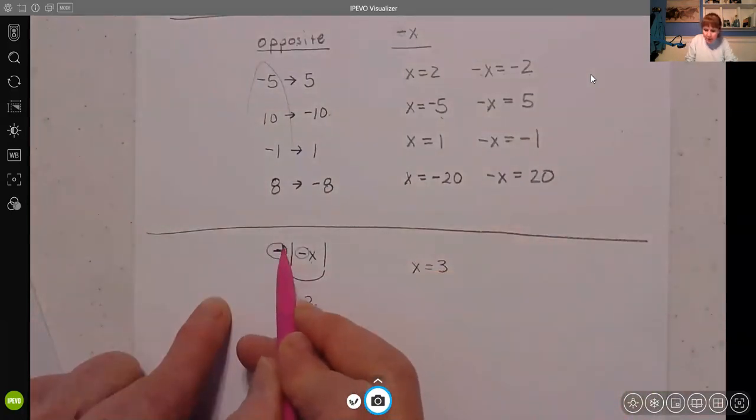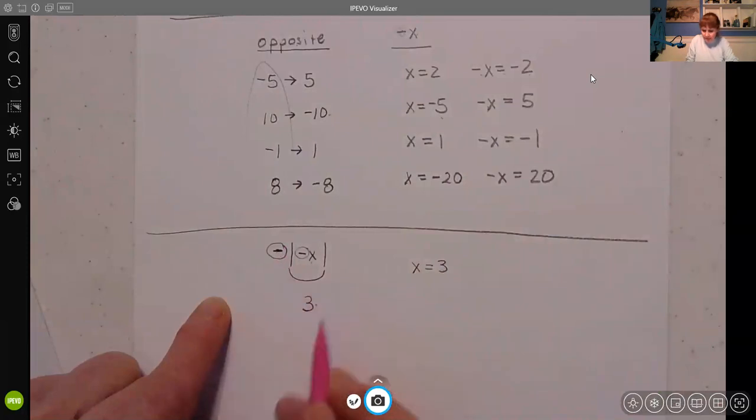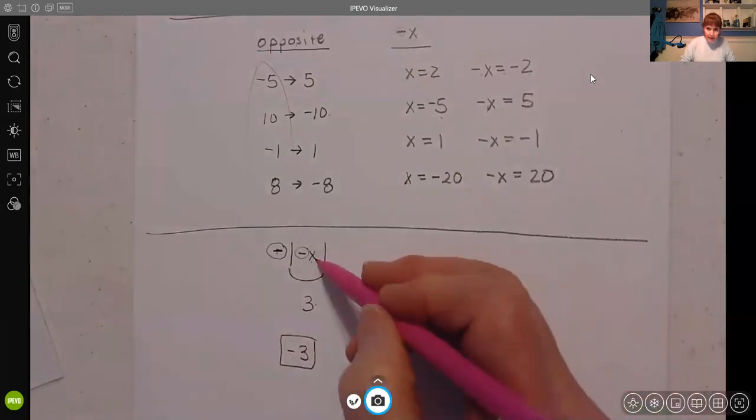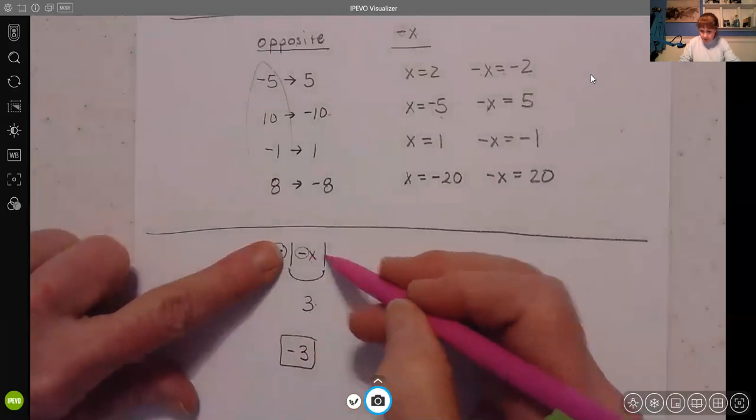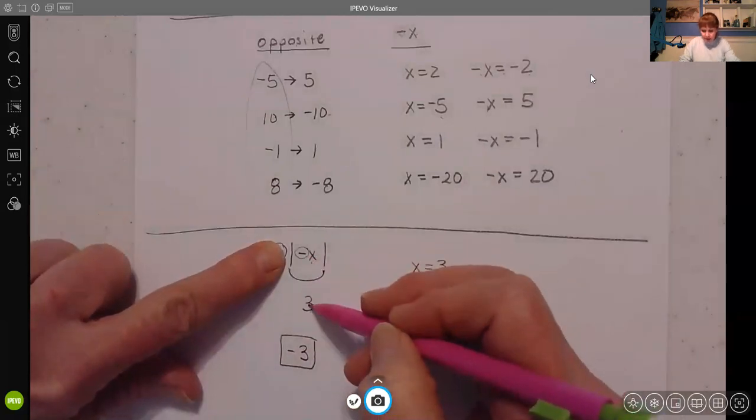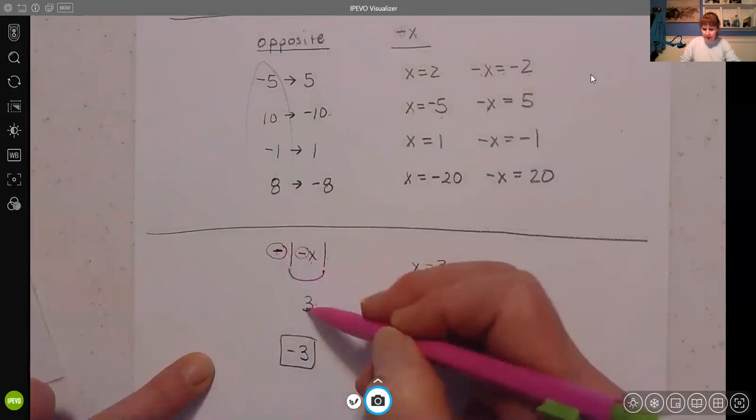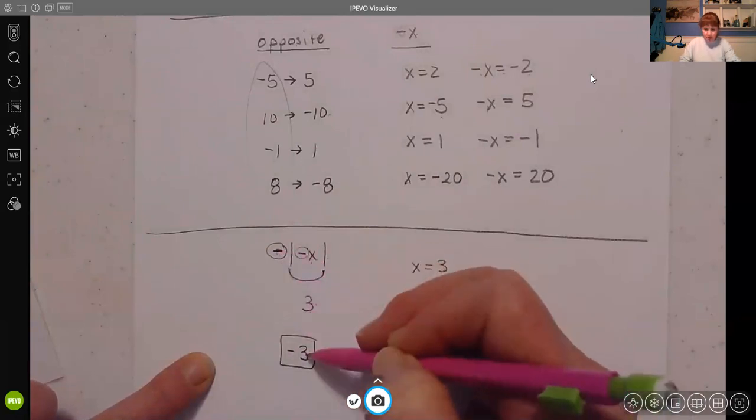But this out here means take the opposite of that. The opposite of a positive number is a negative number. So no matter what we put in, this part will always be positive, and taking the opposite of a positive number is always negative.